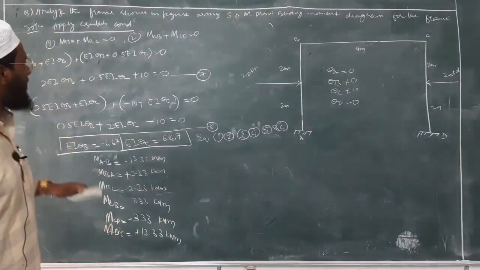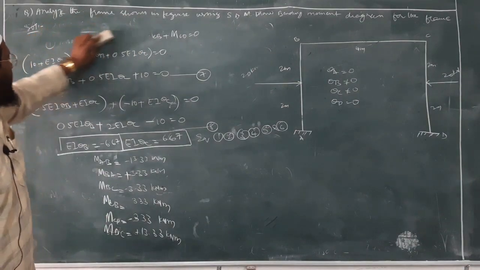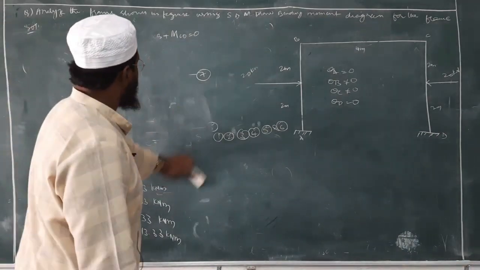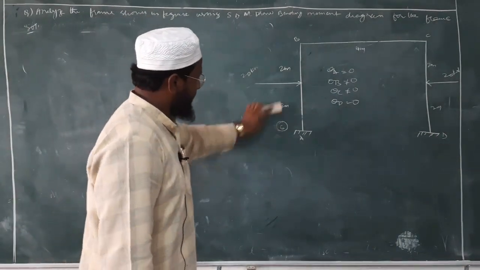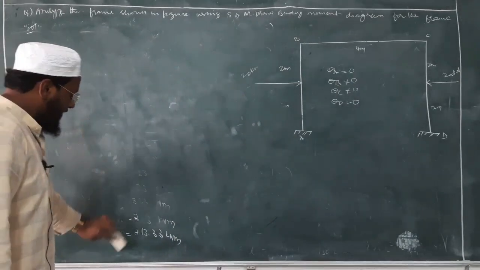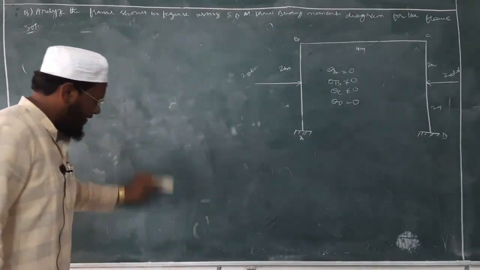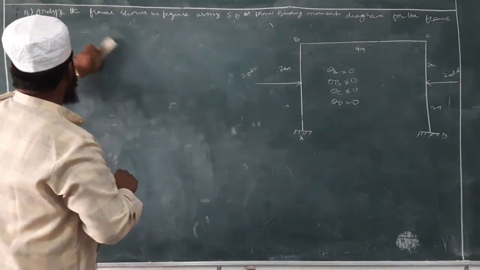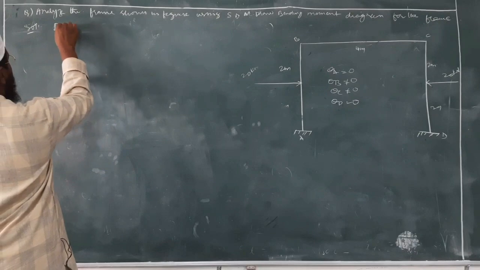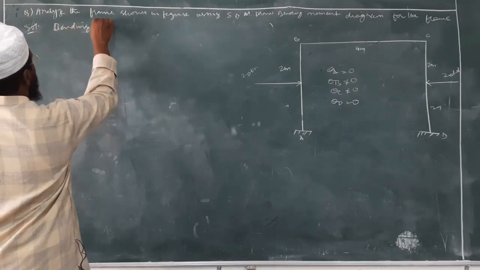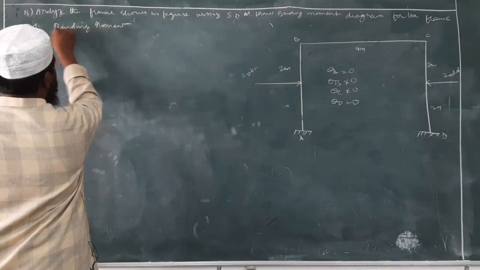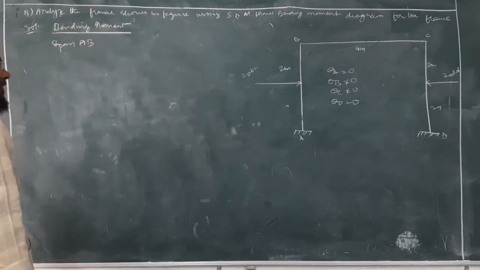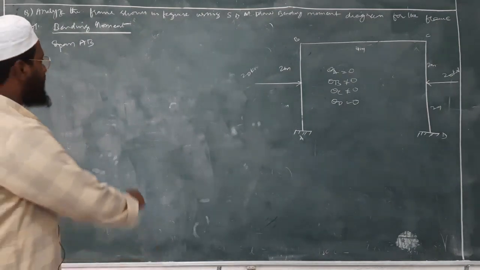So now we will go for the bending moment diagram. Okay. So bending moment diagram, again it is very simple for frames. Many times they will ask, especially bending moment diagram for frames, and it is very easy for that. So I will write here bending moment for span AB. Can you tell me what is the bending moment for span AB?